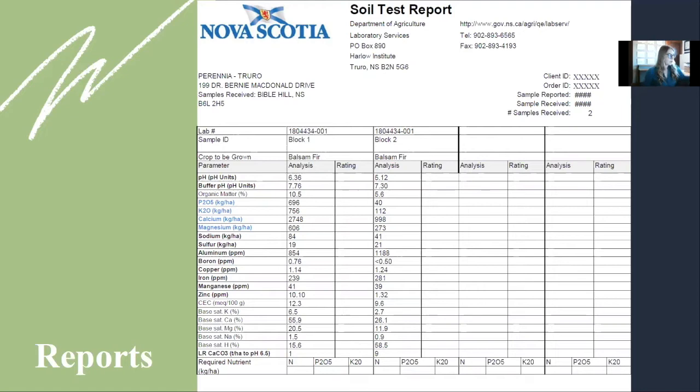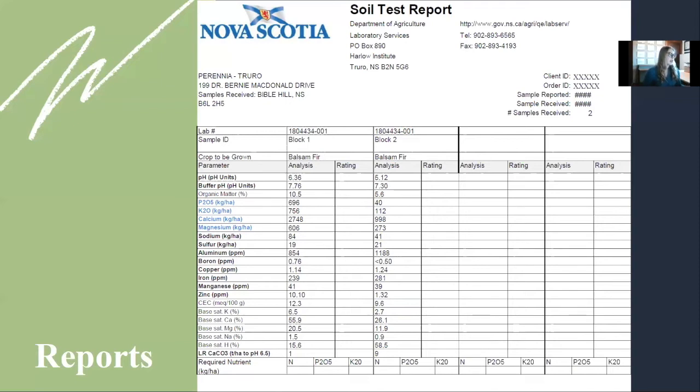If we start to go down the parameters on the left-hand side, we've got pH and pH units. You also have a buffer pH. Now, we don't pay so much attention to that. That buffer pH is just a measure of your soil's ability to resist change. So they use that in the lab to give you recommendations on liming and that type of thing, but it's not really an intrinsic characteristic of your soils.